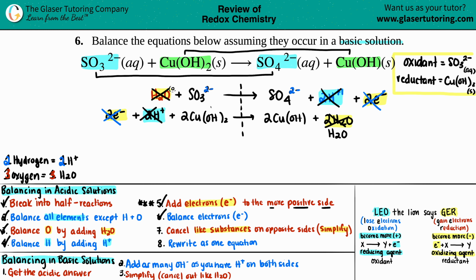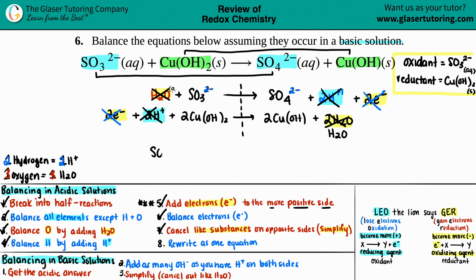Now, there's nothing else that I can cancel out. So everything that's on the left now stays on the left. Everything on the right stays on the right, because we are at the final step for the acidic. You're just rewriting it as one equation. Doesn't matter who goes first.